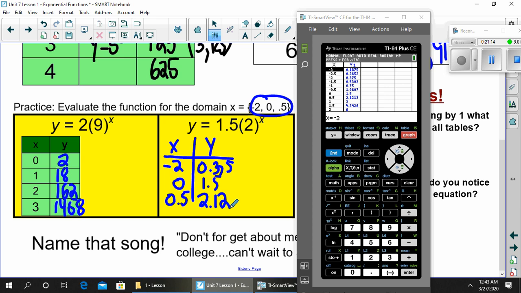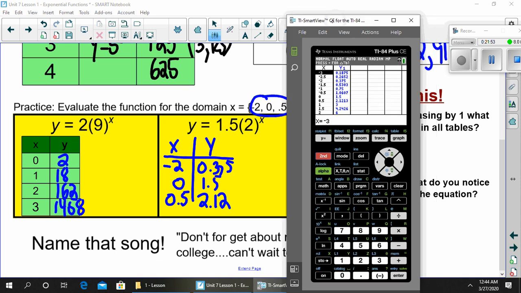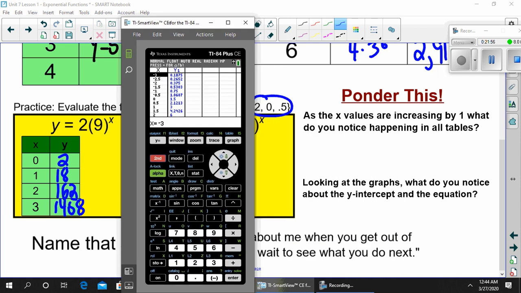All right, and again, please don't think this is the only way to do it. You could do 1.5 times 2 to the negative second power. See how it gives you the same answer? It's 0.375. That's what it is. So don't think you can only do it the way I do it. But I'm just telling you that it's easier this way, especially when you have to evaluate the function for a number of different domains. And that is basically it.